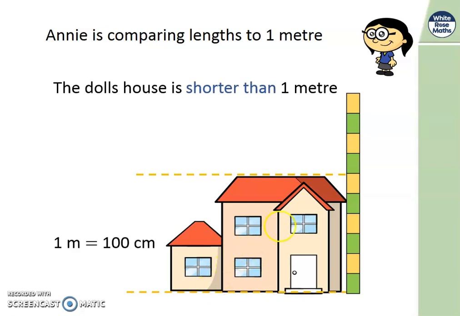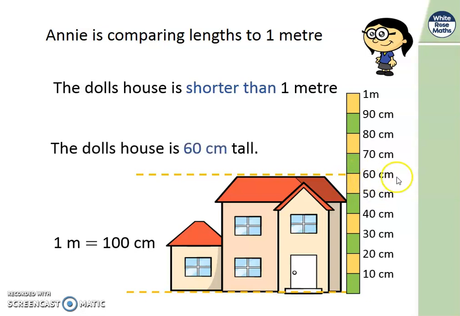Now, in 1 metre there are 100 centimetres. Remember we said that at the start of our learning. So therefore, if we split it into 10 equal pieces, then each of these pieces is worth 10 centimetres. So that's 10, 20, 30, 40, 50, 60 up to there. So the doll's house is 60 centimetres tall. Well done if you saw that.